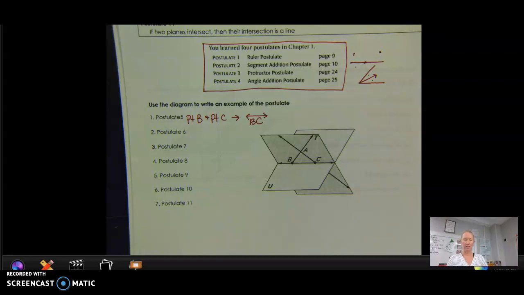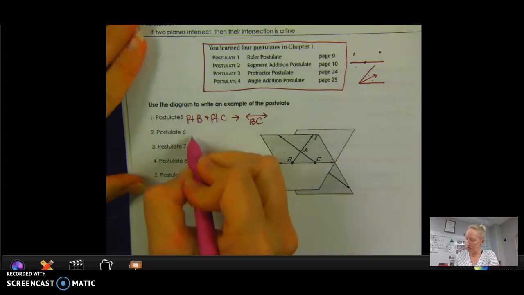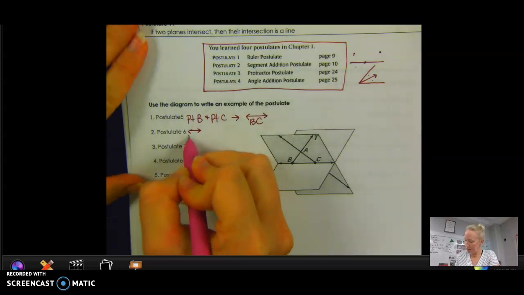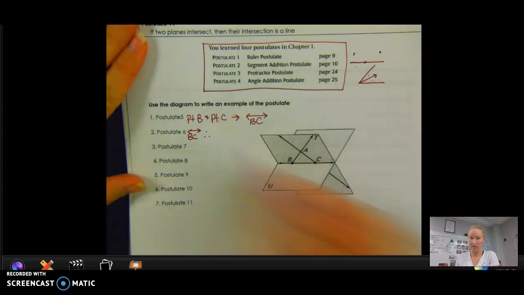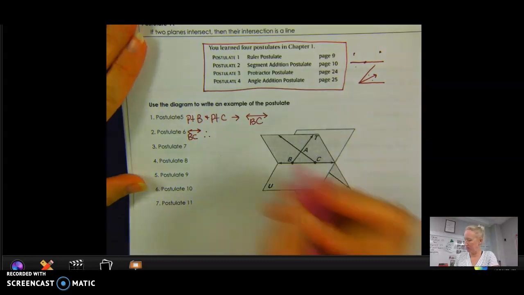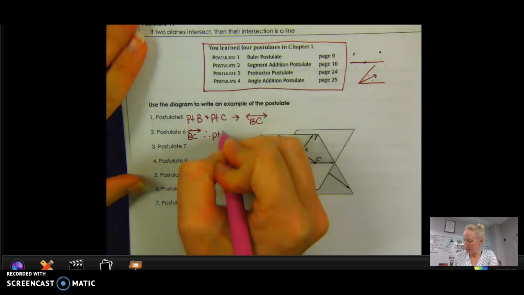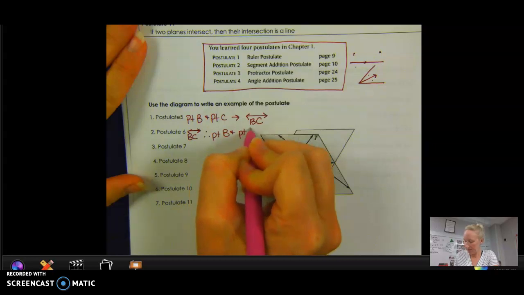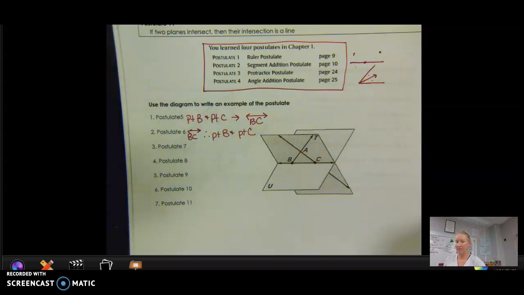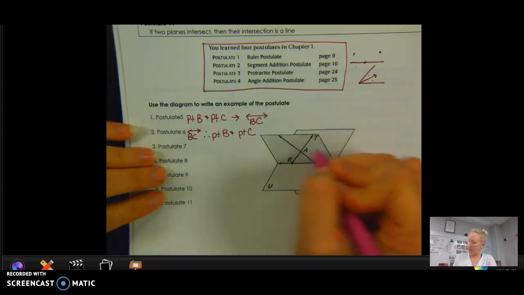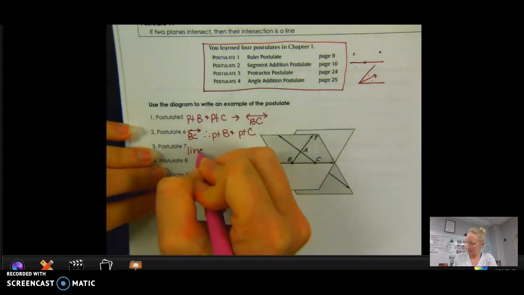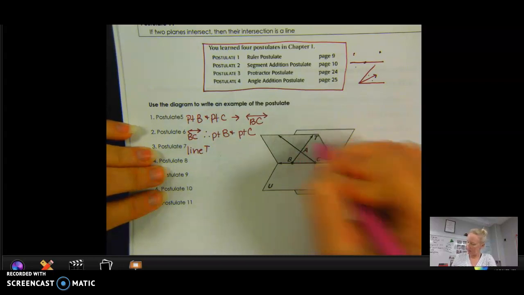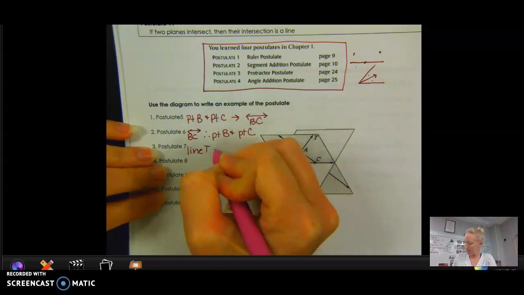So go ahead and pause me if you haven't already done so. Postulate 6 is the opposite of that. So I have line BC, therefore, 3 dots in a triangle is a shorthand for therefore, I have point B and point C. Postulate 7 says if 2 lines intersect, then their intersection is exactly 1 point. So I have line T, so that's this line, and I have line AC.